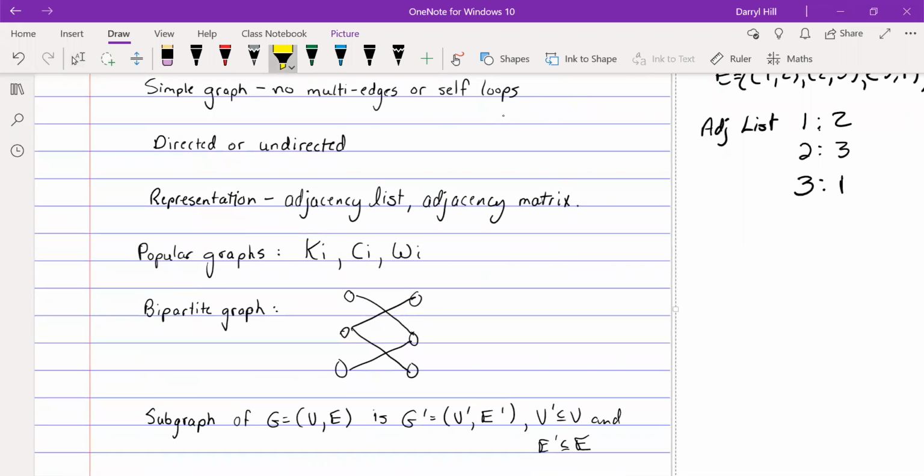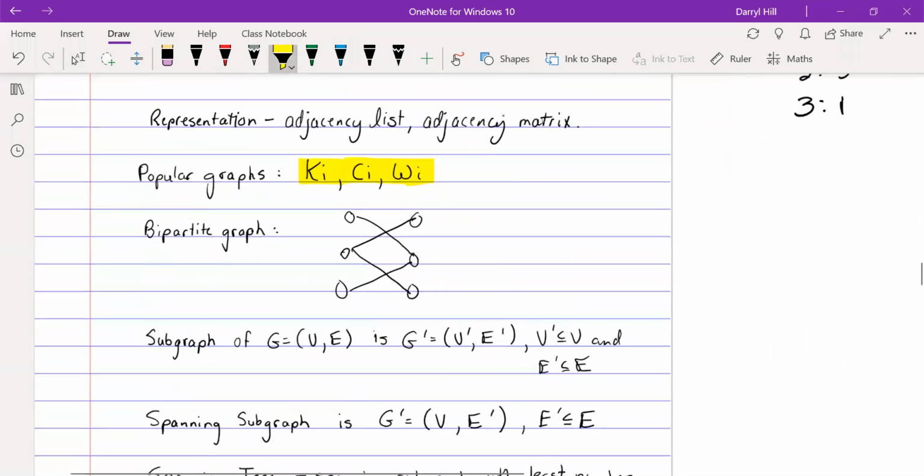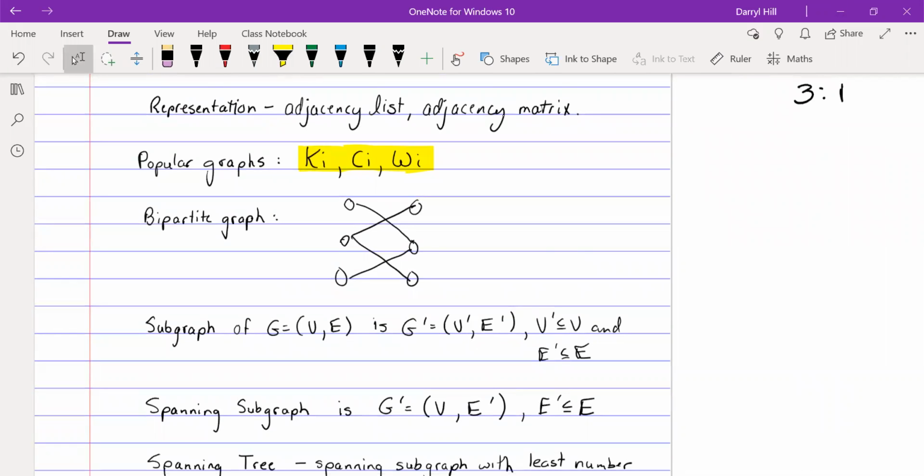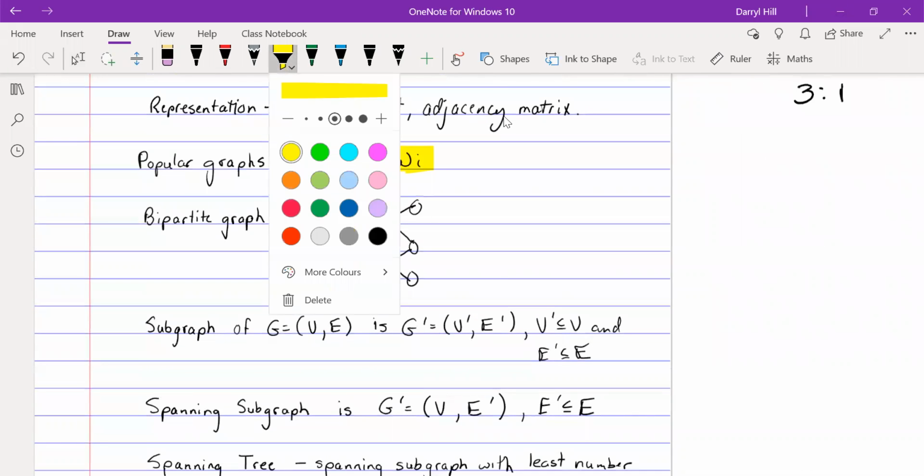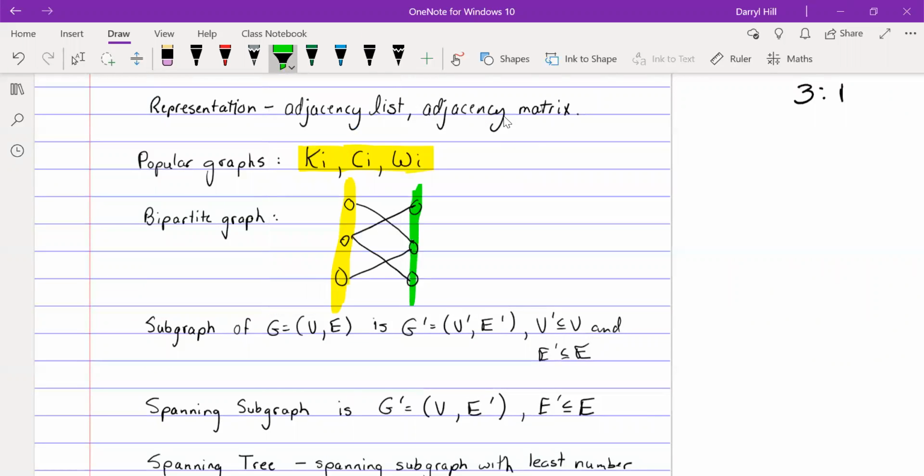All right. So you should be aware of some popular graphs, in particular the complete graph, cycle graph, wheel graph. Definitely complete graph and the cycle graph. Bipartite graph means there's 2 distinct sets of vertices, and there's no edges between the 2 sets, right? So if I take this guy to be set V1 and this guy to be set V2, all my edges have 1 vertex in V1 and 1 vertex in V2.